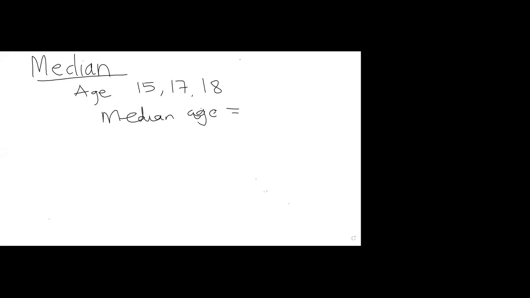Median age is, Cynthia, what's the median age? 17. It's 17. So you arrange from the youngest to the oldest. That's what they didn't define. Arrange data from either the oldest to the youngest, or the youngest to the oldest. Now let's go to Cynthia.